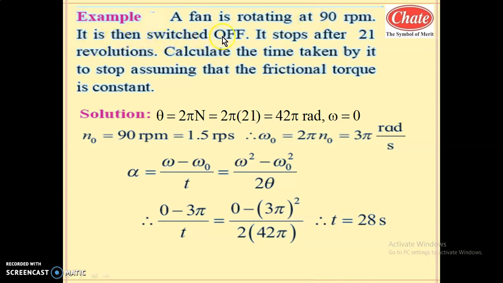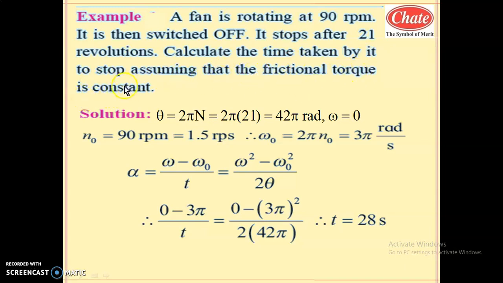So it is then switched off, which means it is a case of retardation. It stops after completing 21 revolutions. Calculate the time taken by it to stop, assuming that the frictional torque is constant.